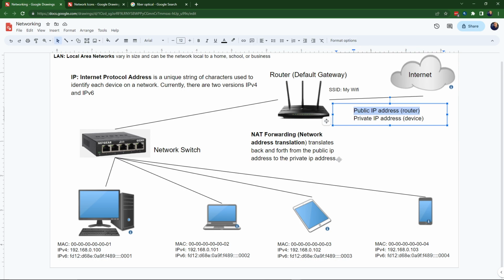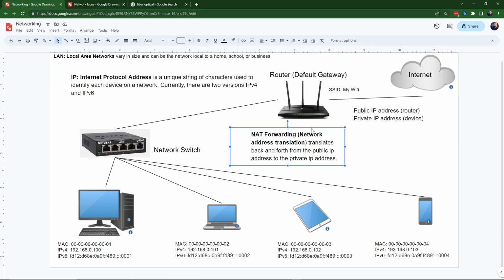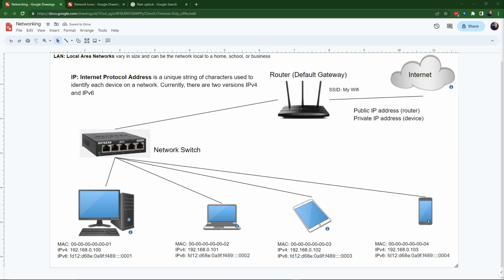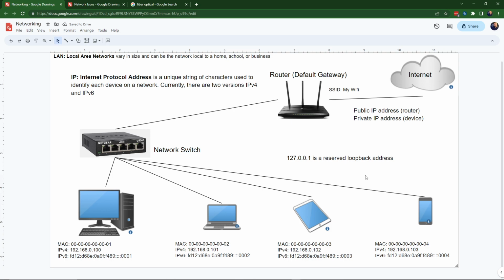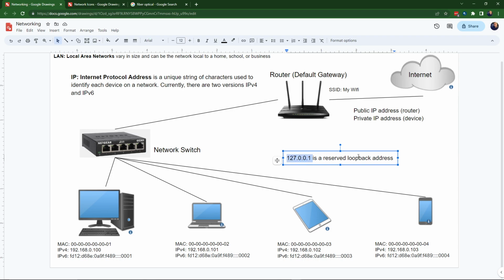Some more things about IP addresses that can be important. There is a special reserved address, and this is on every device. 127.0.0.1 as an IP version 4 address is what we call a loopback address. So if I wanted to send a request to myself, like this laptop right here, maybe the laptop wants to send a request back to itself, it could use this IP address to do so. And that's why we call it a loopback address. It comes back to you.